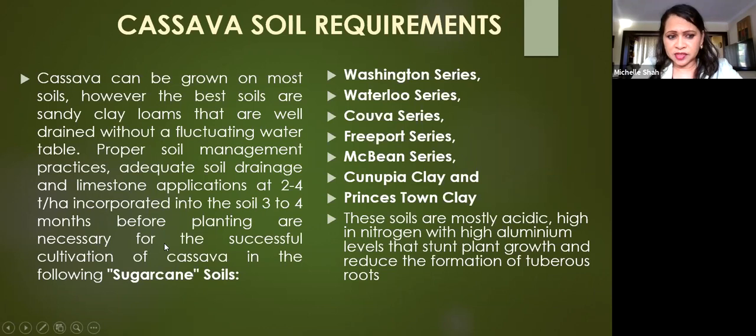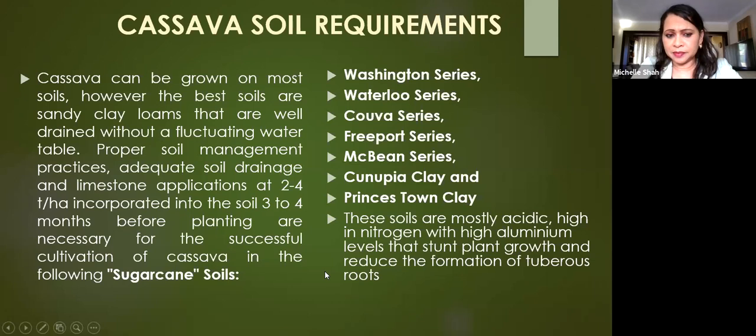The following sugarcane soils are the most recommended. We have Washington series, Waterloo series, Coover series, Freeport series, McBean series, Cunupia clay, and Princes Town clay. These soils are mostly acidic, high in nitrogen, with high aluminum levels that stunt the plant growth and reduce formation of tuberous roots.